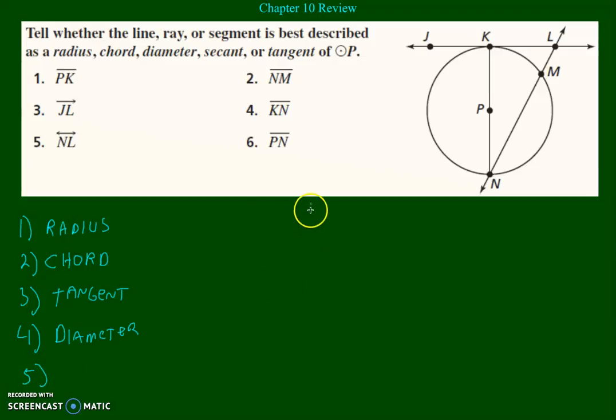5, line NL. Line NL contains segment NL, it contains a chord, but it goes on forever, and it intersects the circle at exactly 2 points, so that is a secant. And 6, PN. Segment PN, again, that is a segment with one endpoint as the center and another endpoint on the circle. That's a radius.